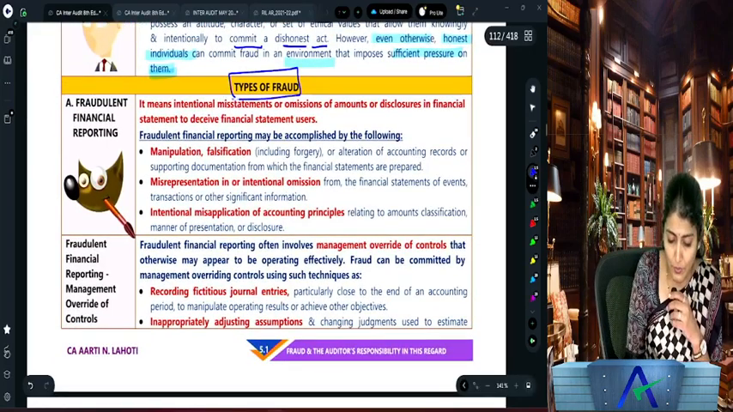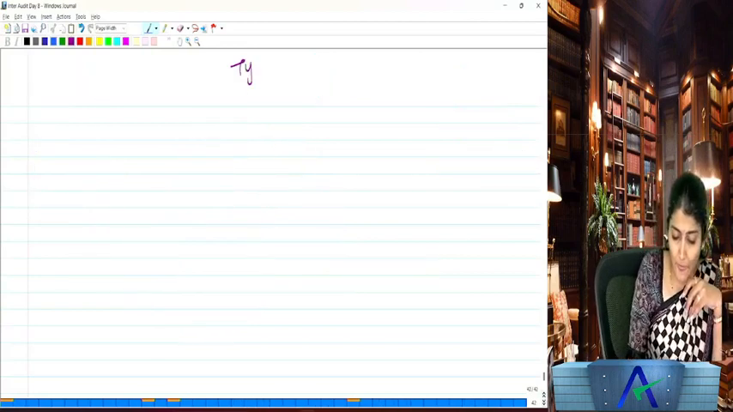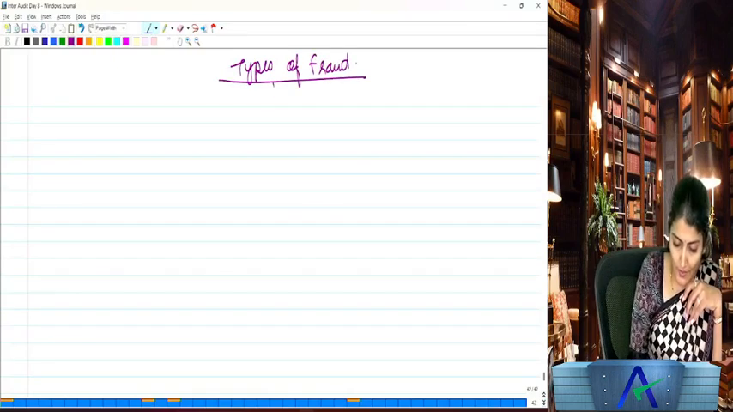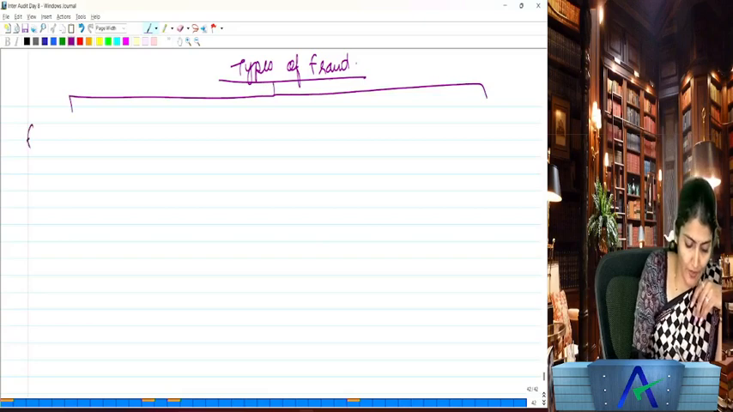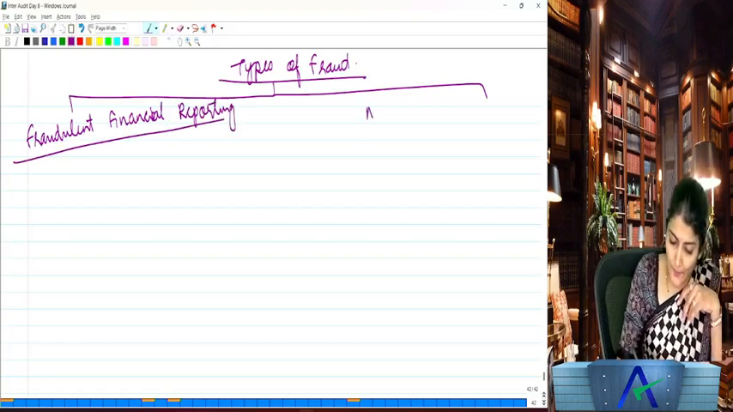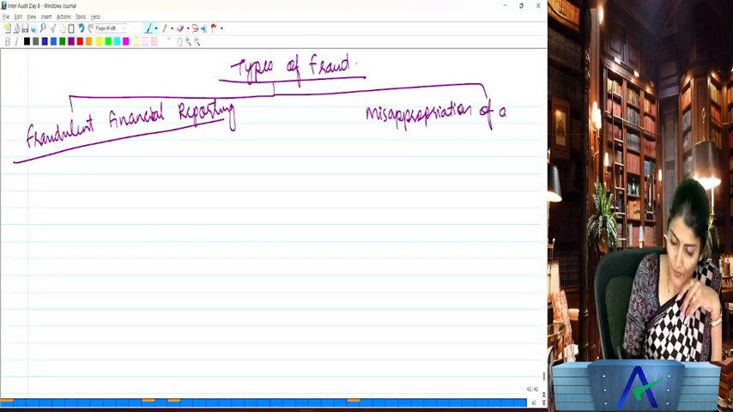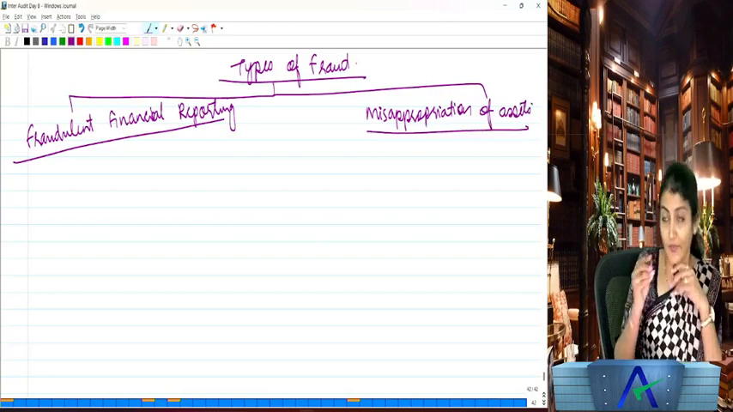And now we come to the discussion regarding the types of fraud. What are the types of fraud? Again, fraudulent financial reporting, or the misappropriation of the assets.